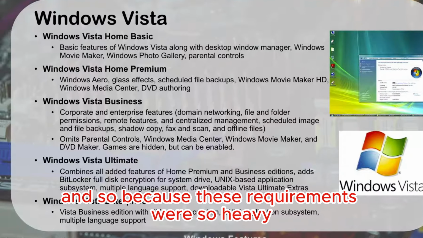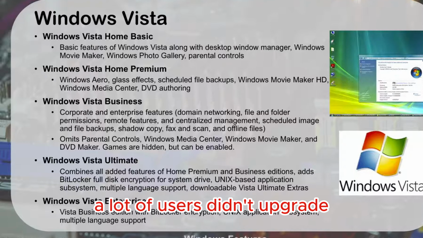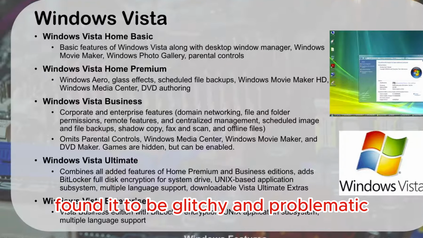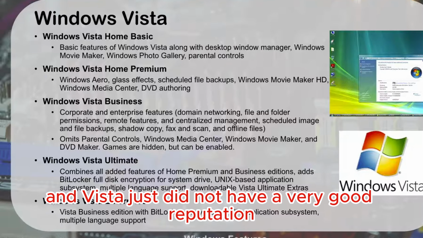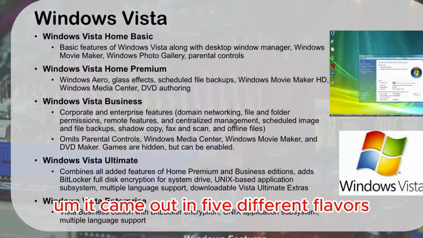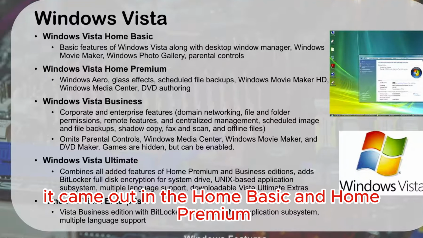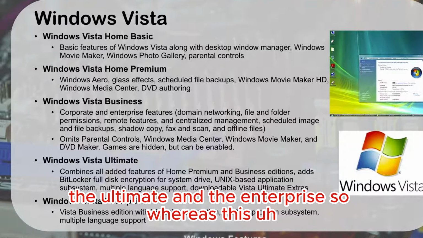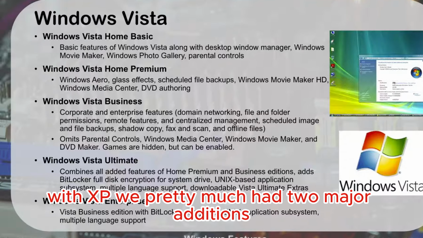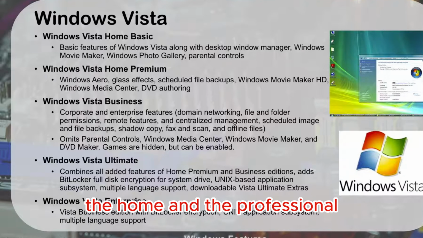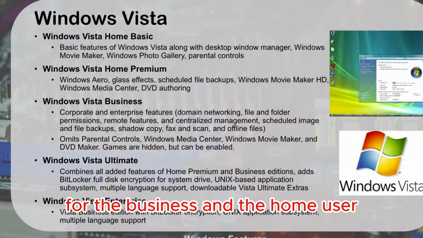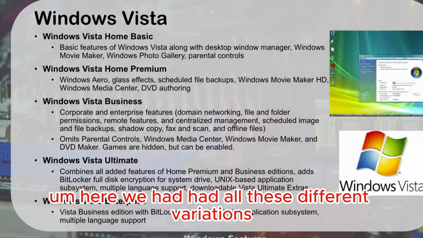And so because these requirements were so heavy, a lot of users didn't upgrade. And those who did found it to be glitchy and problematic, and Vista just did not have a very good reputation on the street. It came out in 5 different flavors. It came out in the Home Basic and Home Premium, the Business, the Ultimate, and the Enterprise. So whereas with XP, we pretty much had 2 major editions, the Home and the Professional, for the business and the home user, here we had all these different variations.